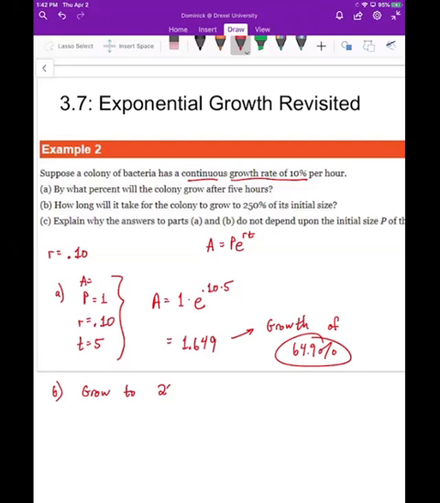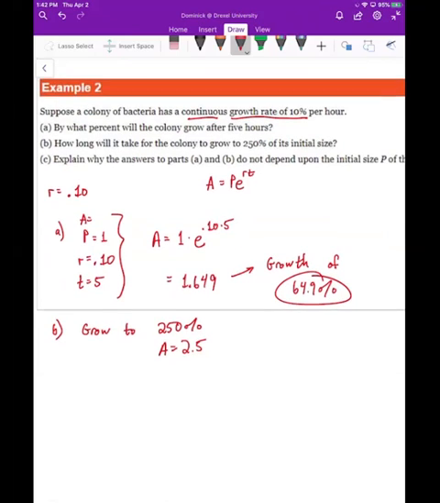Now, if we want to know in part B, how long will it take to grow to 250%, that means that we want A to be 2.5. Yeah, to grow to 250% of its original size. So we want it to be 2.5, right? So that's just moving the decimal place over 2 spots. So now that means we want to solve the equation 2.5 is equal to, again, 1 times e to the 0.10, but this time we want to find T. All right, so the setup is a little bit different.